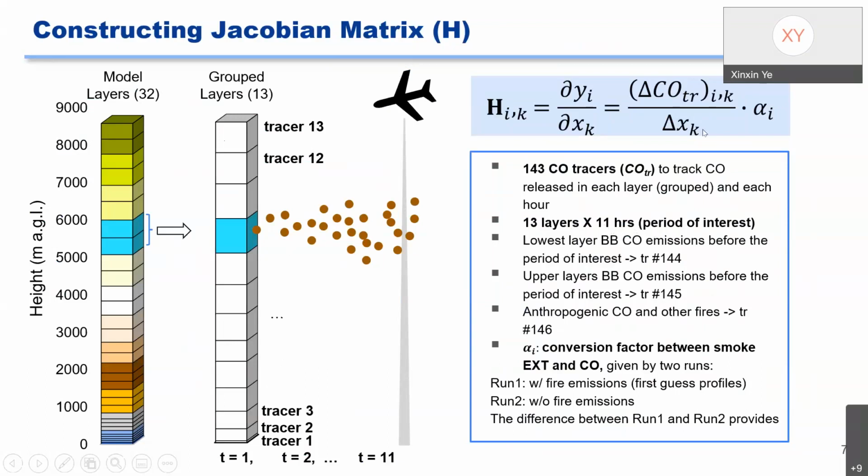And then another important parameter is the conversion factor. It is used to convert the CO tracer sensitivity to the aerosol extinction values. This conversion factor is derived from 2 simulations. The first one is the simulation with the fire emissions turned on, and the other one is with only the anthropogenic emissions, and the fire emissions are turned off. So the difference between these 2 simulations would contribute to the calculation of the conversion factor alpha.